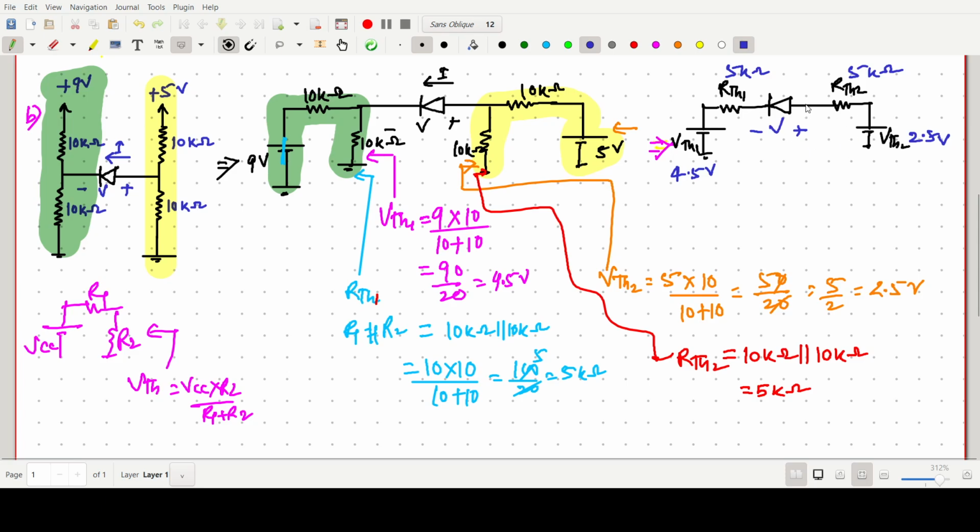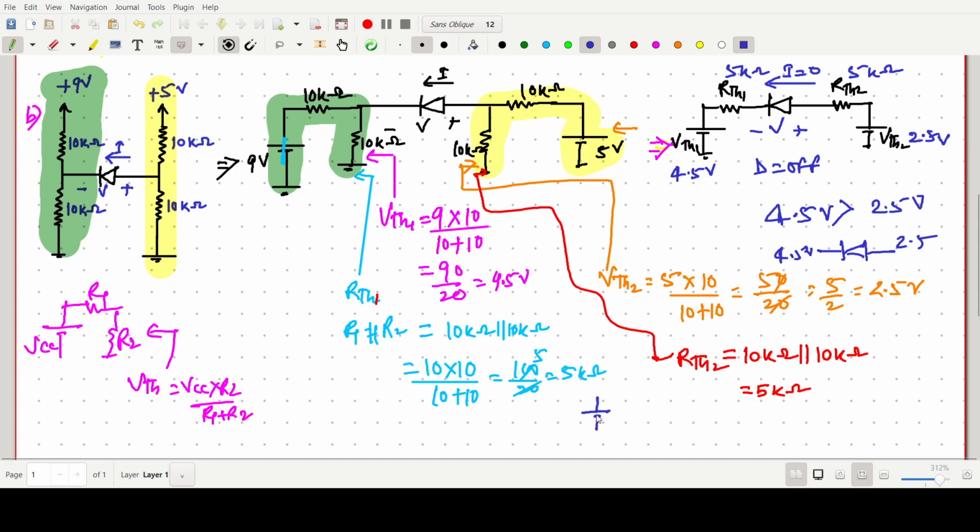So the diode will be in the off state, because the overall circuit has the same resistance and different voltages, but this voltage, 4.5 volt, is greater than 2.5 volt. Think of it like this: this one is 2.5, this is 4.5, having the same resistance. So this diode will be in the off condition, so the current will be zero. The diode will be open circuited.